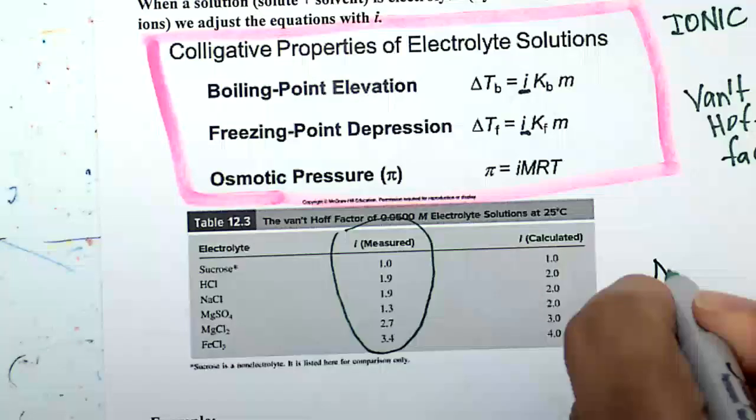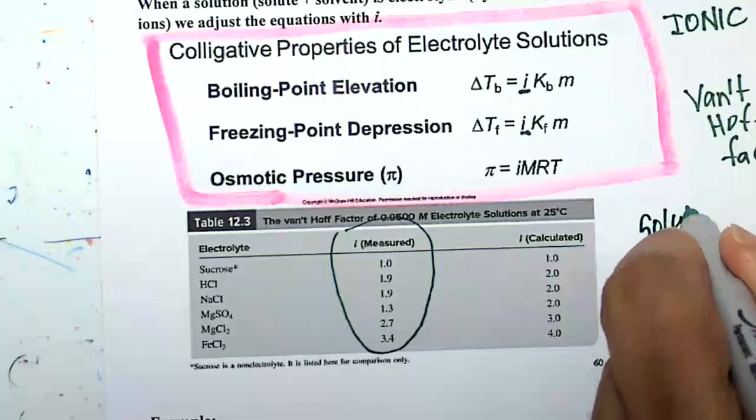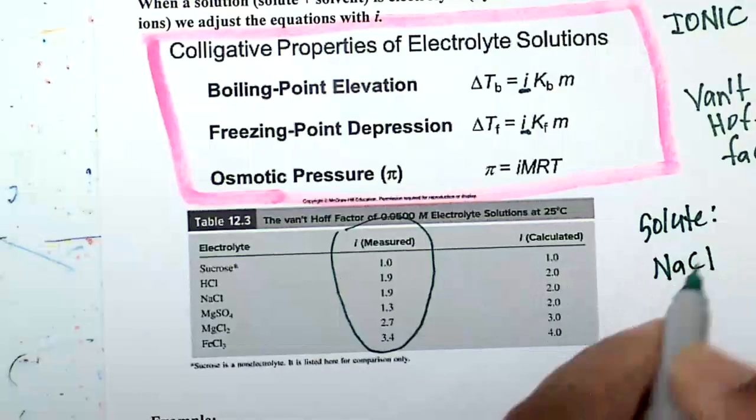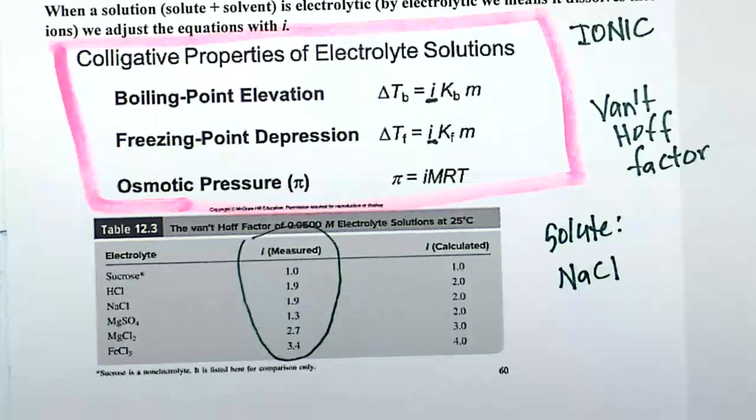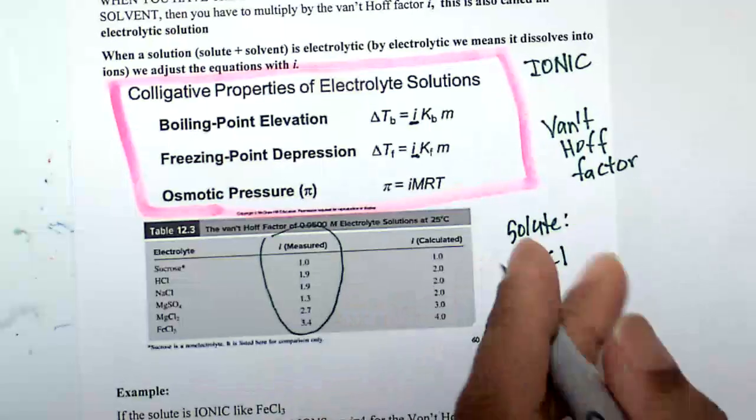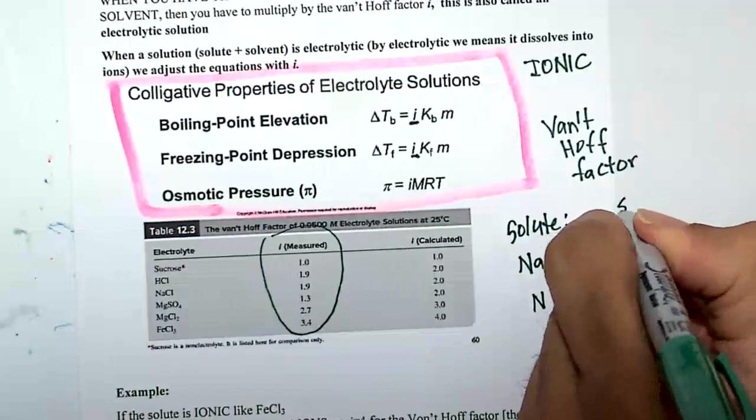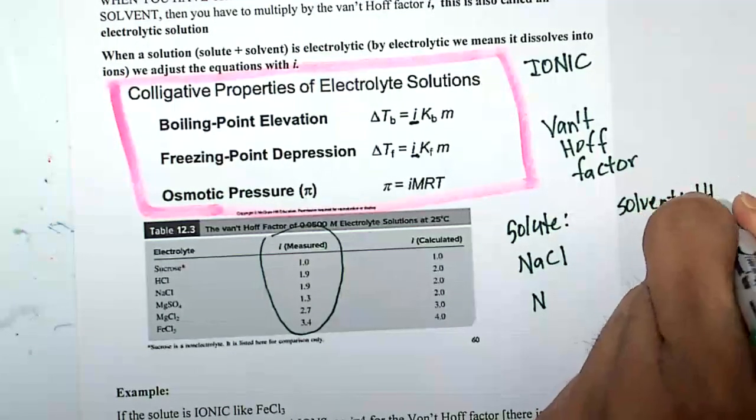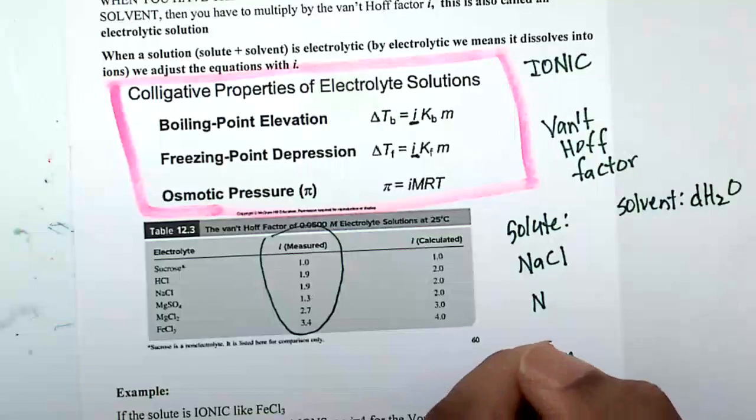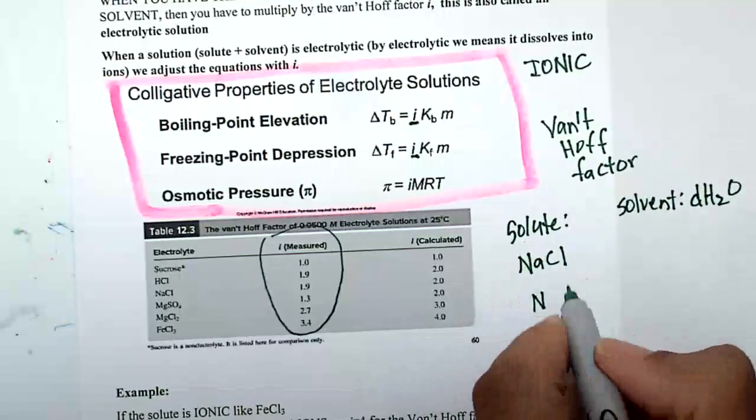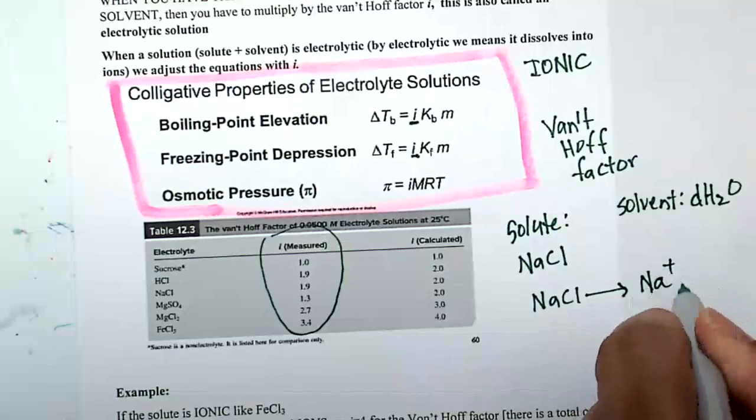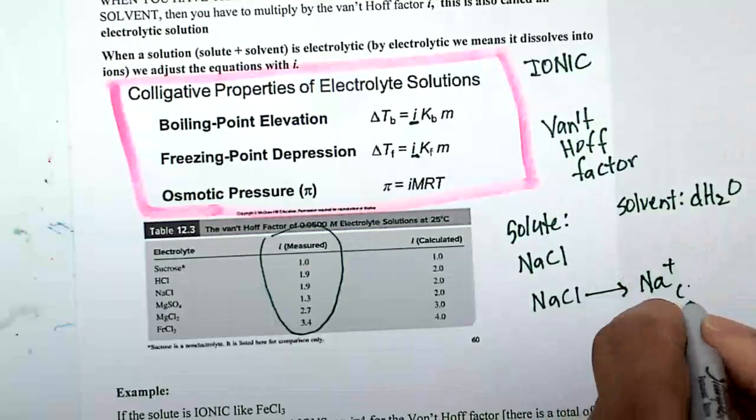As an example, let's say your solute was not glucose. Let's say your solute is NaCl and our solvent is water. It's not just solute and solvent, because what happens is solvation, ion dipole.